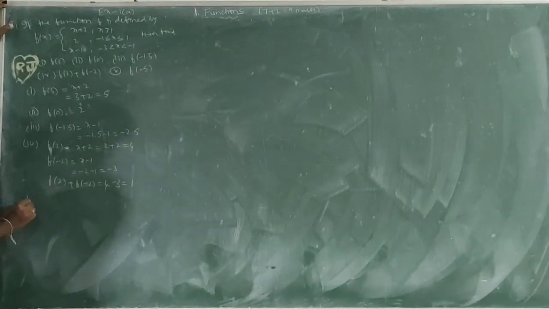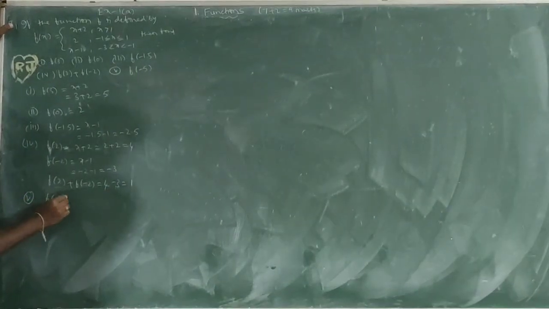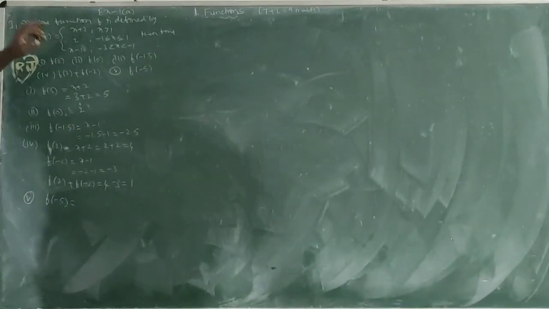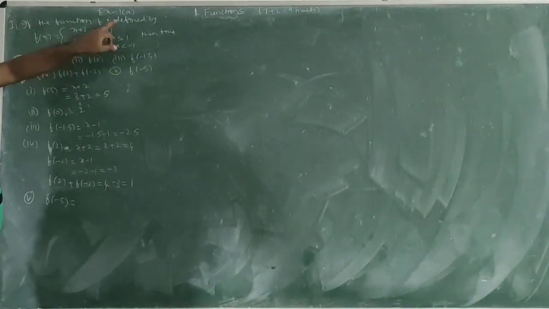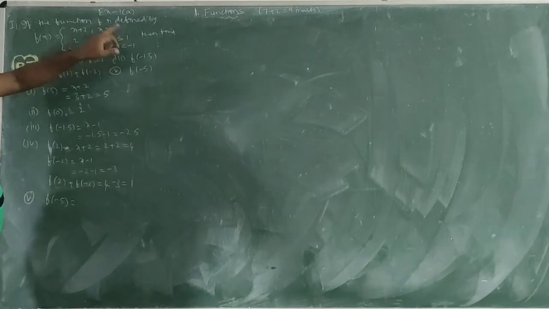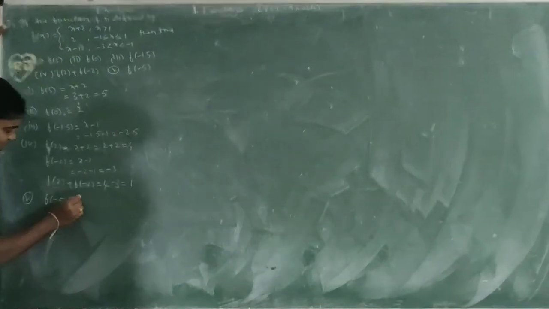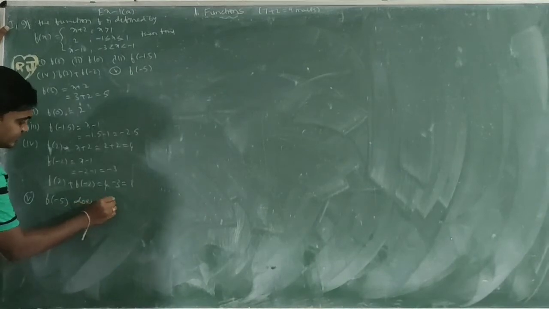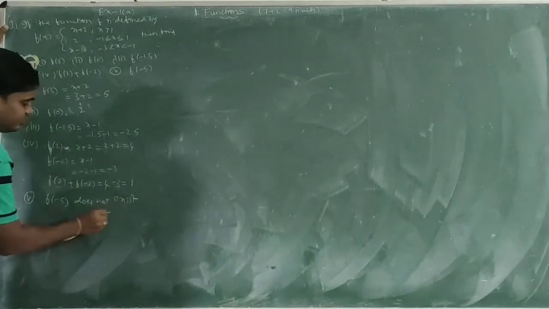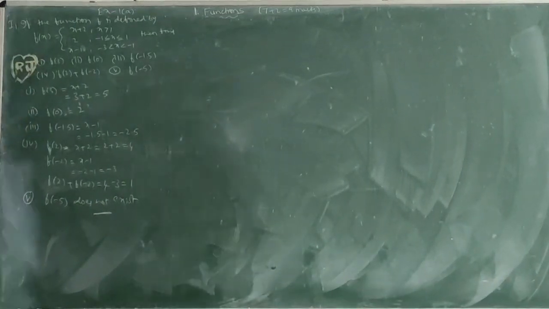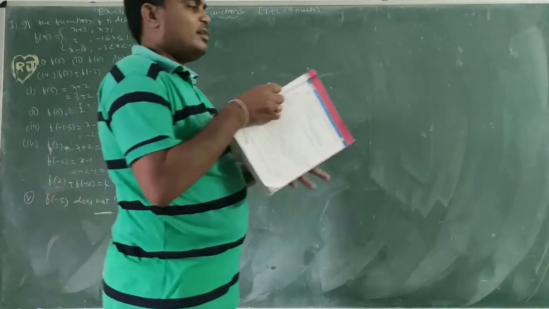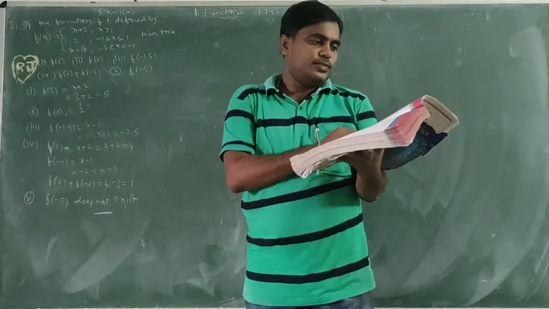Next, fifth, f of minus 5. If we take f of minus 5, the x value minus 5 does not satisfy any condition. So f of minus 5 does not exist. So this is the solution. Similar kind of problem, an example, we will do in the class also.